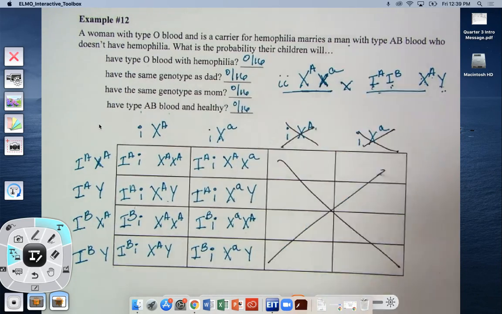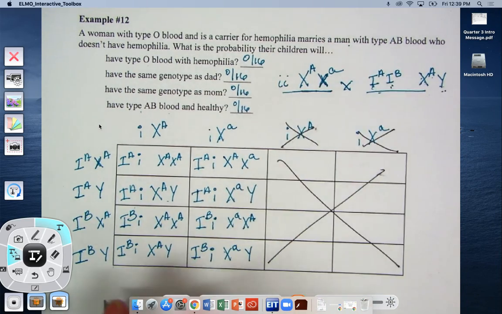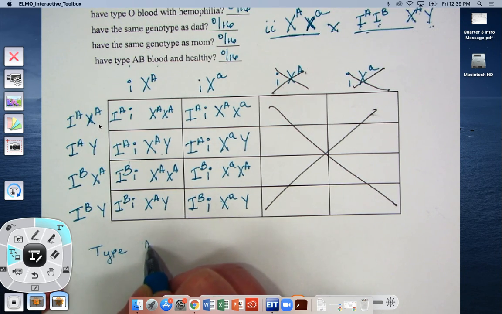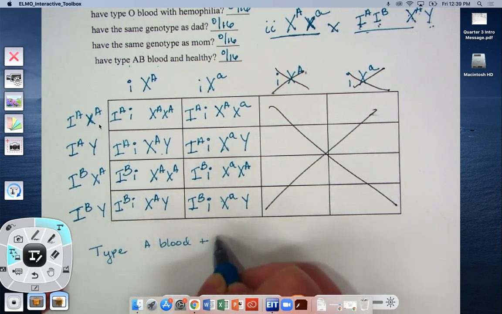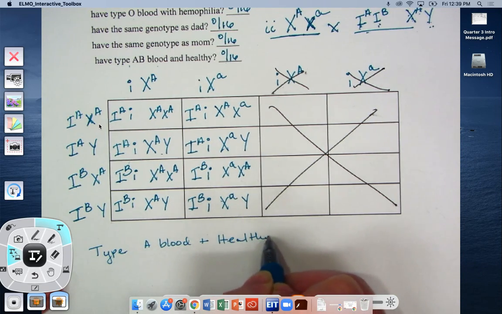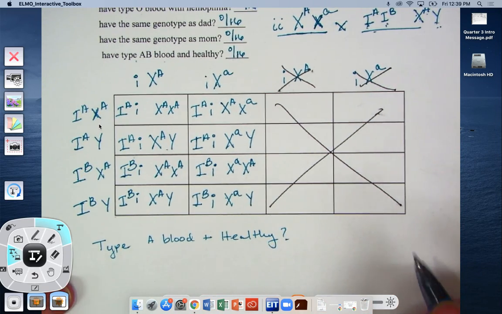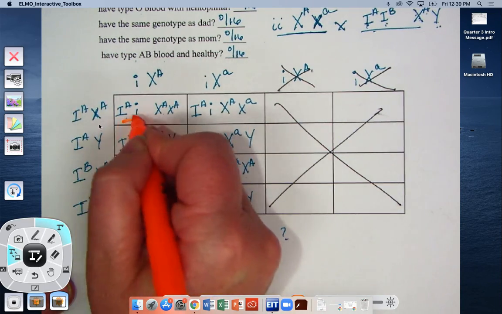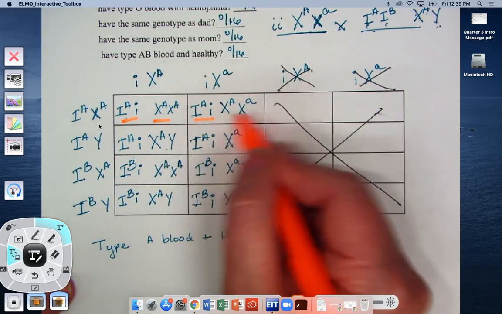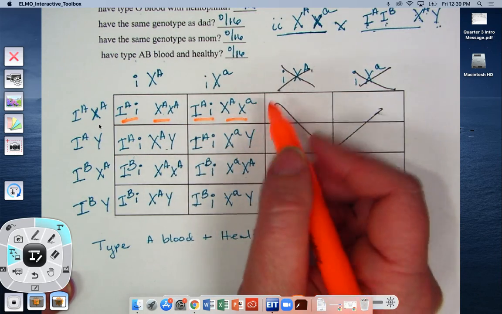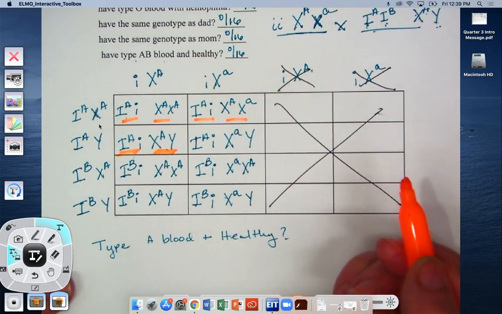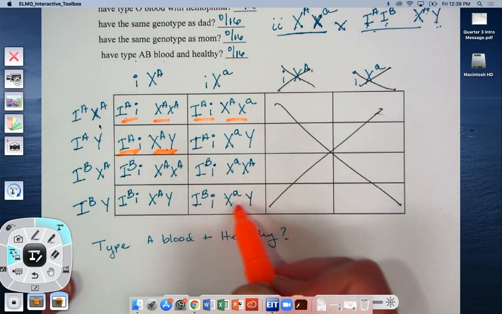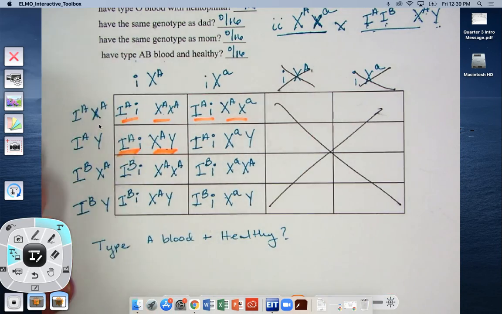So let's just ask another question. How about type A blood and healthy? What would that be? So here's type A, healthy. Type A, healthy. Type A, healthy. It's a carrier, but remember they're still healthy. Type A, healthy. Type A, not healthy, right? And then these are all type Bs. So 3 out of 8.